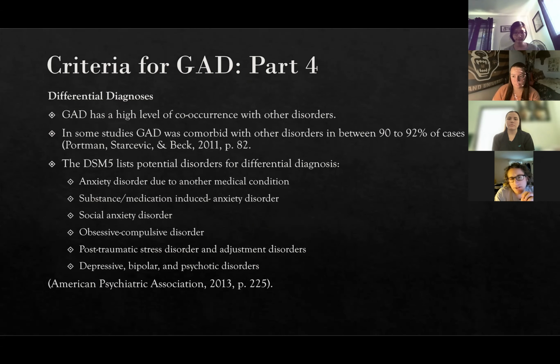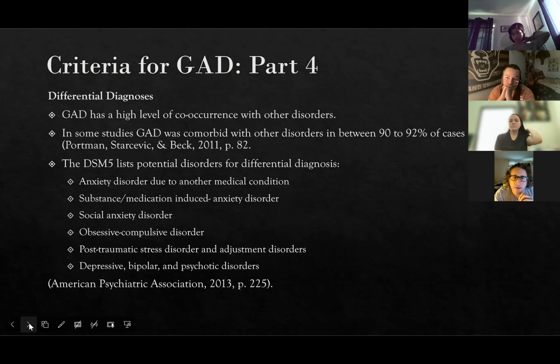One of the interesting features of GAD is that it has a high level of comorbidity or co-occurrence. Typically, throughout their lifetime, 90% of persons who experience GAD will have a co-occurring disorder, the top one seeming to be panic disorder. In some literature, it states it's upwards of 56% of people with GAD will have panic disorder. Other disorders are major depressive disorder, social anxiety and specific phobia.